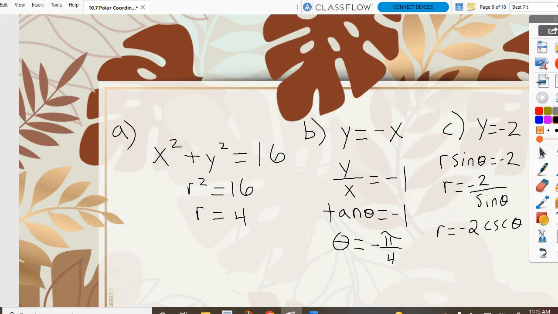Like, my brain doesn't want to work. Which part? Just how that looks. -2 cosecant of theta? That's the answer.